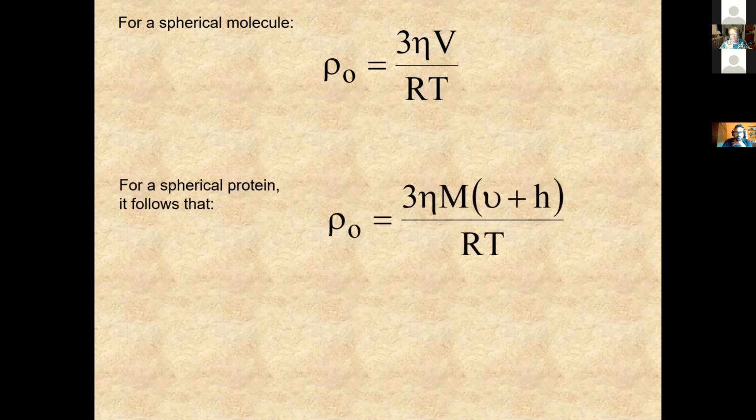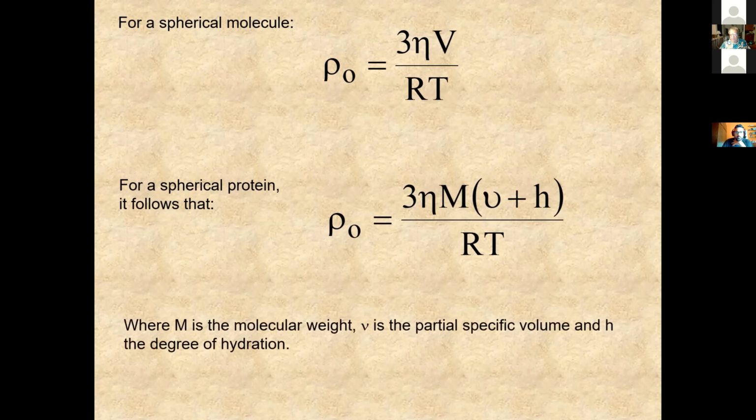For a spherical protein, it follows then you would have 3 eta, M the molecular weight, times the partial specific volume and the degree of hydration. And that's fine for what you would expect for a protein. And of course, if you have ellipsoids or other shapes, it will be different. And that was studied in detail by Gregorio Weber, as we'll mention later.